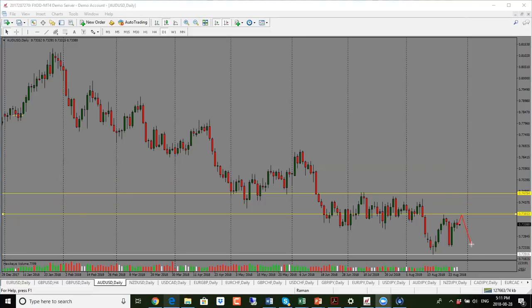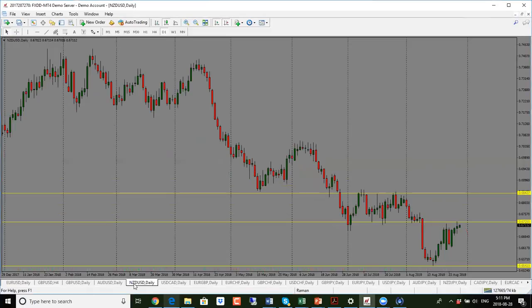So we could see a retest of this 0.7385 level and then a drop from there. But it does look like we are coming into resistance and then price can drop from here. So bias is to the downside, neutral to downside for Aussie dollar.